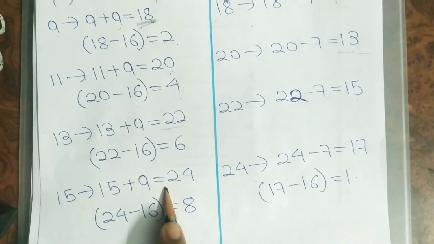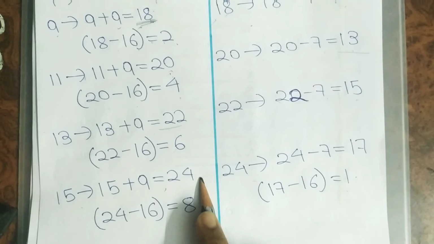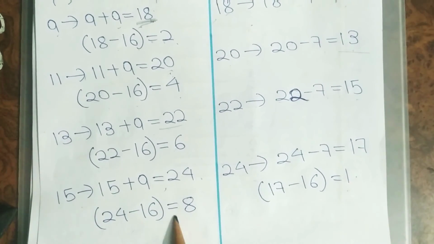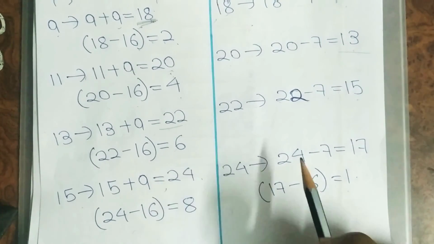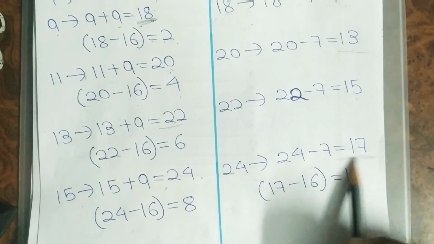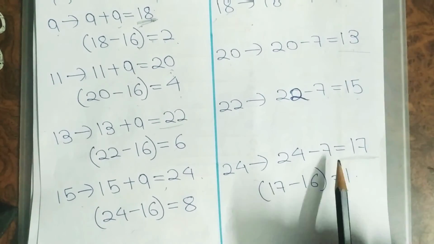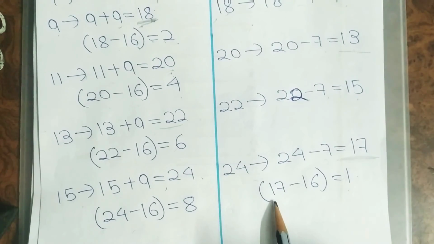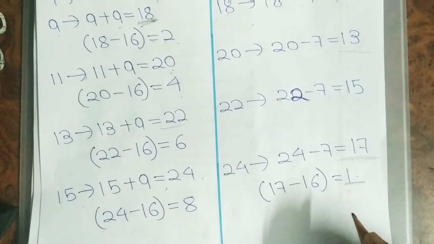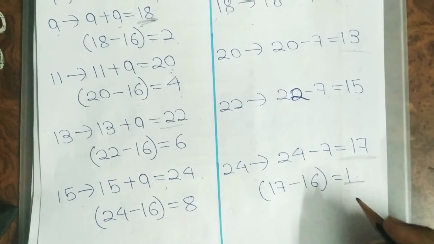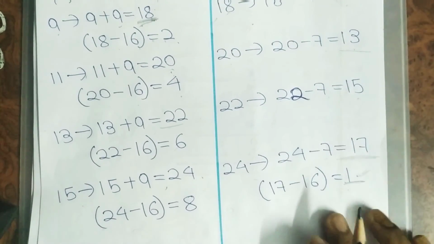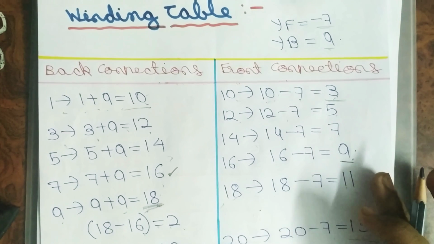Same. And 15 plus 9 is equal to 24. So it is obviously greater than 16. So you have to subtract 16 from it. So 24 minus 16 is equal to 8. And here 24 minus of 7 becomes 17, which is greater than the total number of conductors. So 17 minus of 16 becomes 1. So I told you, you have to check until the value of the front connection you receive the value 1. Okay. So this is the overall winding table.